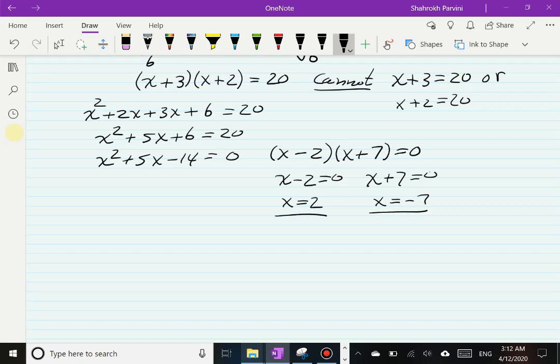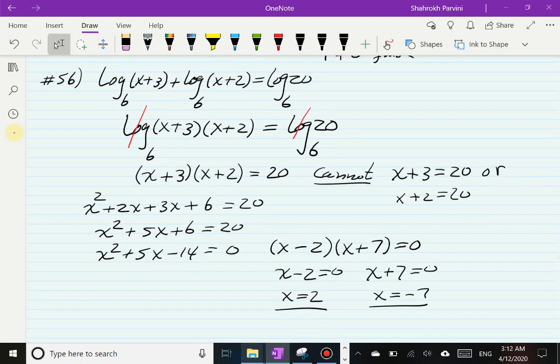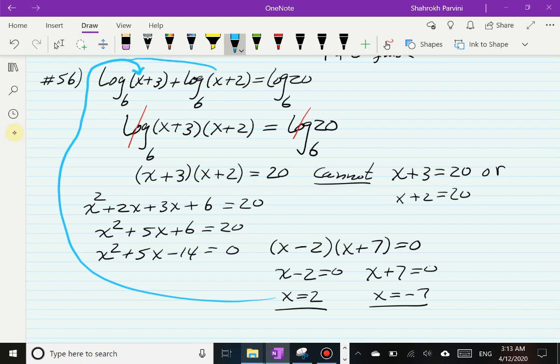Now, remember, this is a logarithmic equation, so that means I have to check the solutions. True? Let's plug in a 2. If I plug in a 2 in here, I get 2 plus 3, 5. That's good because the argument is positive. Now, we have to check it also in here, not just the first one. In there, I get 2 plus 2 makes 4. That's also positive. So this is a good answer.